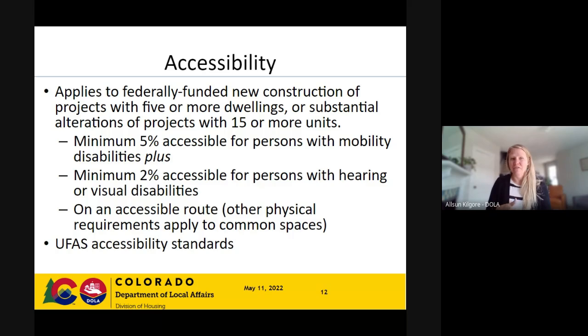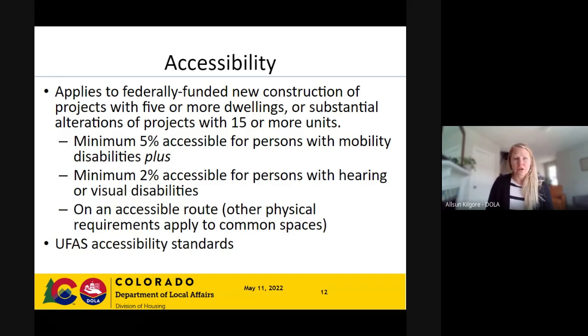As an aside, the Fair Housing Act applies to buildings with 4 or more units, regardless of the funding source. And so that also requires that ground floor units meet some additional design elements. If you have specific questions on the design accessibility, feel free to reach out to us, and we can walk through that more one-on-one.